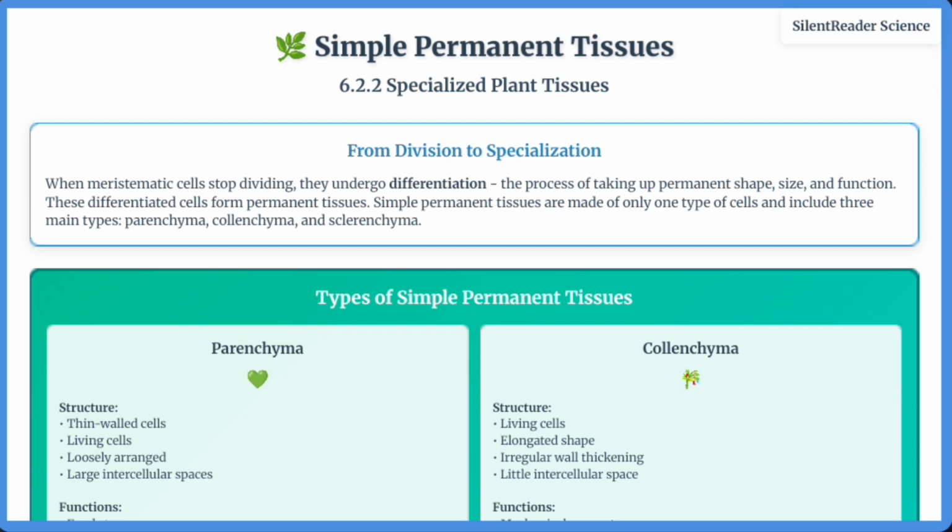Collenchyma provides flexible support with irregular wall thickenings, allowing bending without breaking. Sclerenchyma offers rigid support with thick lignified walls, making plant parts hard and stiff, like the coconut husk. Observing stem sections under a microscope reveals these different cell types and their arrangements.